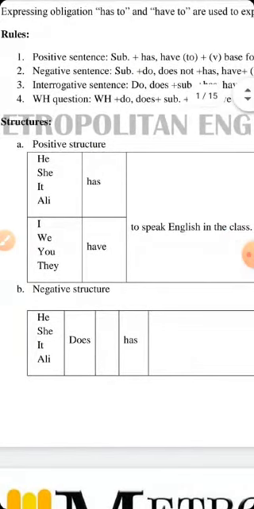Expressing obligation is used to express those actions which we must do. For example, if I say I have to get up early in the morning, that's my compulsion. I have to offer prayer 5 times in a day. It's our obligation.